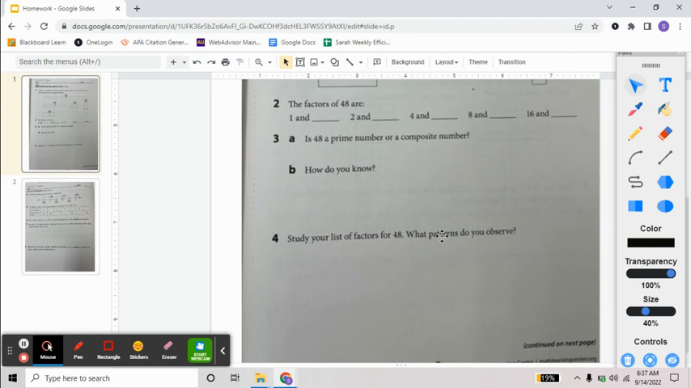So study your list of factors. Look at your page that we just filled out. What patterns do you observe? Now, there's really no right or wrong answer here as long as you are observing patterns that you see from your rectangles that you just made, or the area model that you just made, or from your factor pairs that we just made up here.